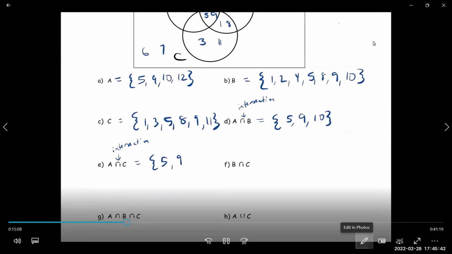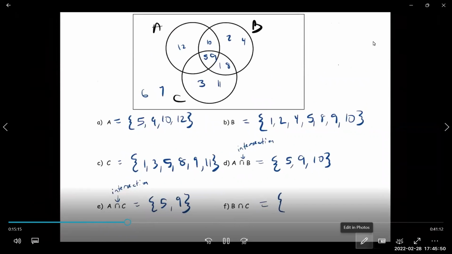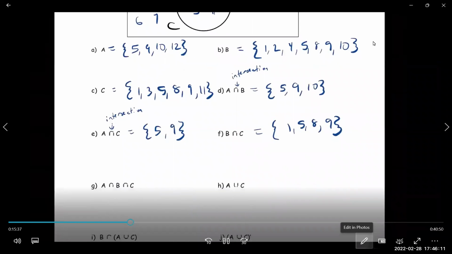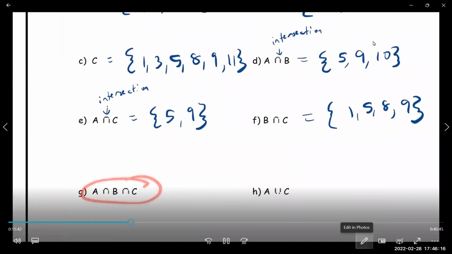All right, the next one says B and C this time. 5, 9, 1, and 8. Yeah, looks like this time it's gonna be 1 and 8 and 5 and 9. That's the intersection of the circles B and C. So I'm gonna write that as 1, 5, 8, 9. All right. What about the intersection of all 3 sets?